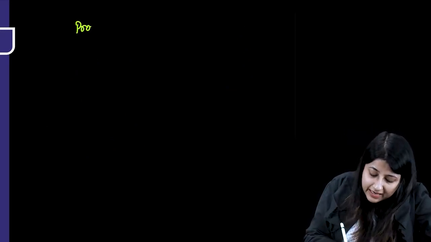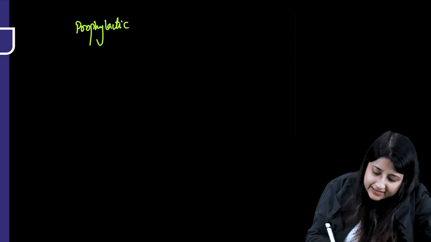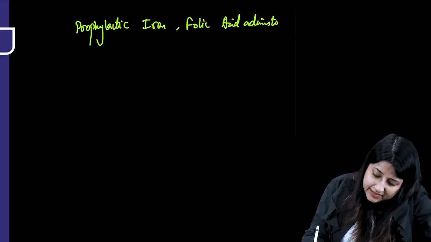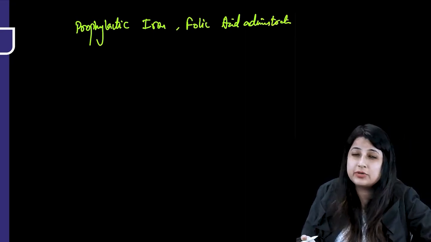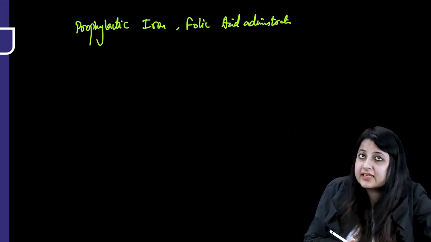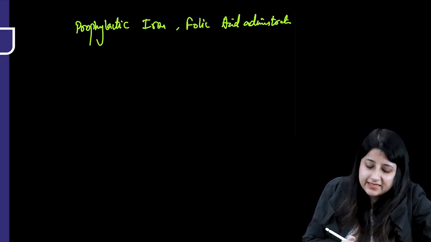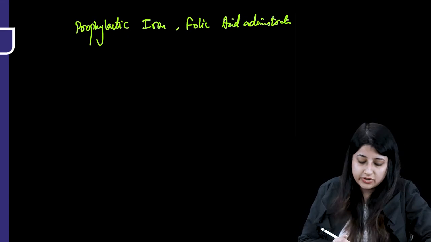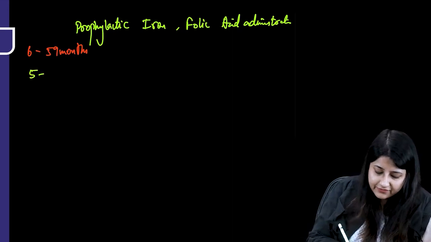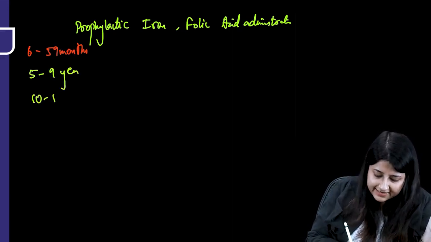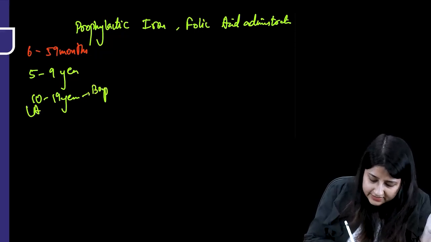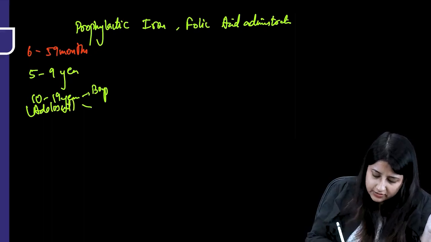So under Anemia Mukt Bharat, what is being provided? Prophylactic iron folic acid administration. You all know that for the first 6 months nothing additional iron has to be given to the baby, because mother's milk is sufficient. So after 6 months we start for the baby, till 5 years. That is very important. So 6 to 59 months, then 5 to 9 years, then 10 to 19 years, adolescent boys and also adolescent girls.